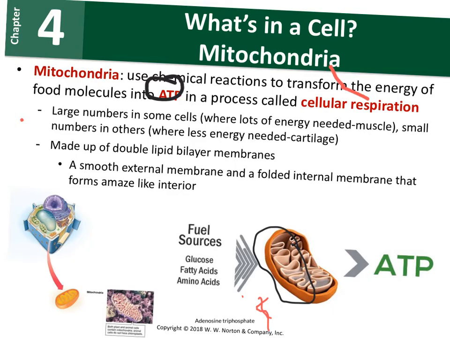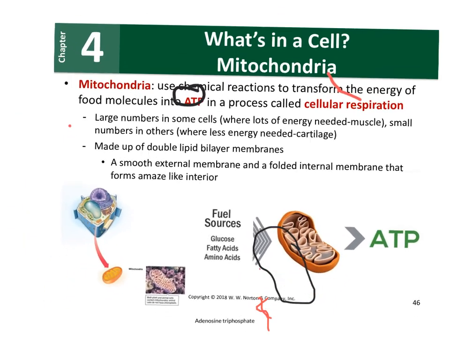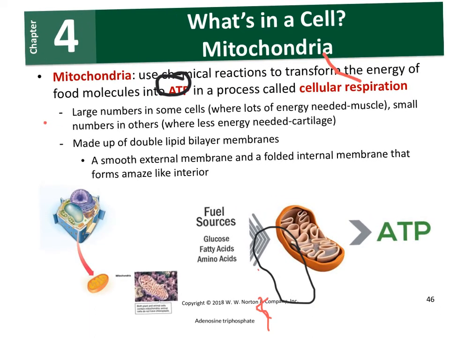Now, finally, mitochondria. This is where something called cellular respiration happens, which we'll be talking about. And this is where all the glucose, essentially, is turned into a usable form, a high-energy molecule called ATP. So this is ATP. We'll learn about that in the next source. So essentially, mitochondria, this is where this happens.